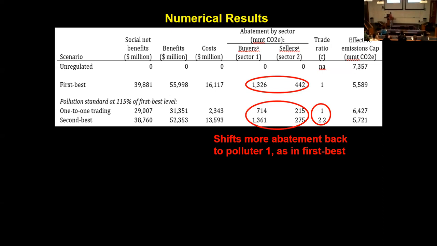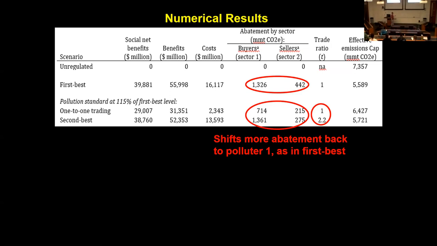Trade ratio in the unregulated case, there is none because we're not regulating. And the effective emissions, this is our baseline where we're starting if we don't abate anything, is about 7,300 million metric tons of CO2. This is for the US. This is the value that came out of an MIT study for climate change.